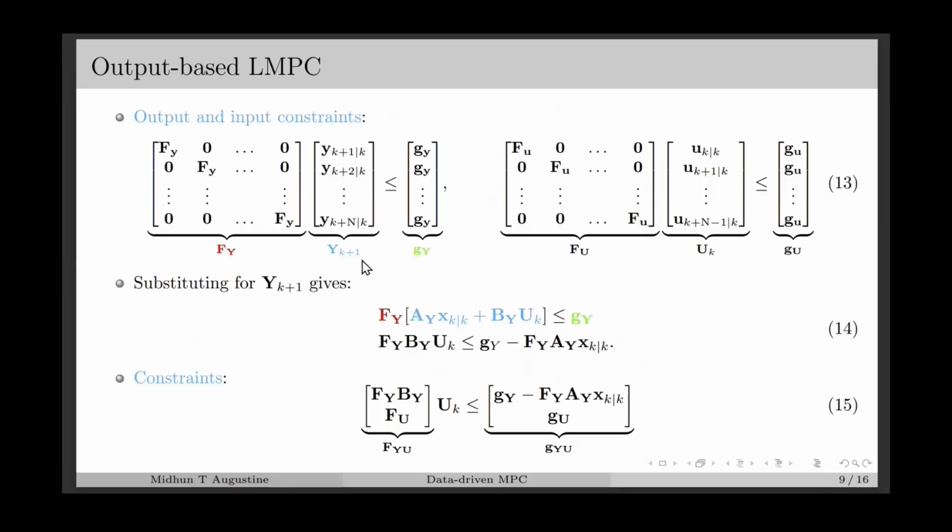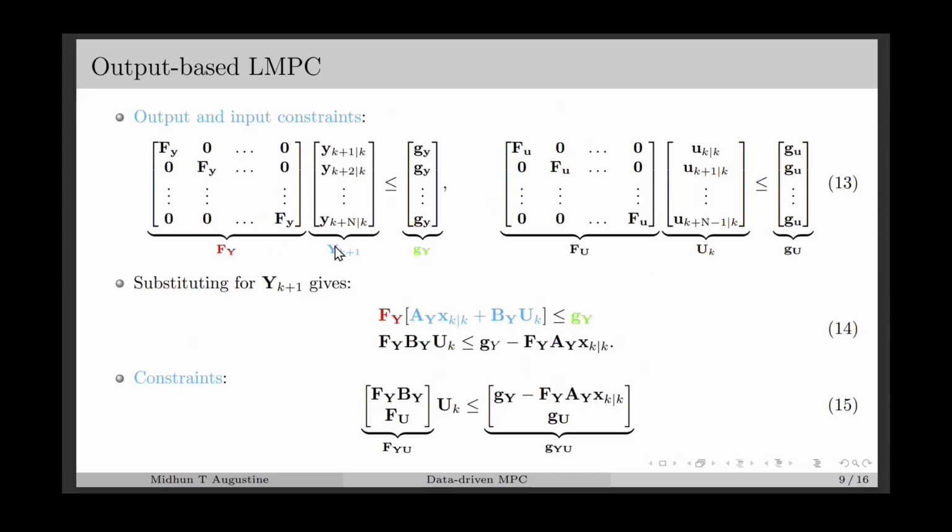Similarly, we can also represent the output and input constraints using linear inequalities, where we have the individual constraints as Fi y(k+1|k) less than or equal to gy, Fi y(k+2|k) less than or equal to gy, and so on. And this block diagonal matrix capital Fi contains each of these individual matrices used for defining the constraint. And this will give us the output constraint as Fi Y(k+1) less than or equal to gy. And similarly for input, we have Fu Uk less than or equal to gu.